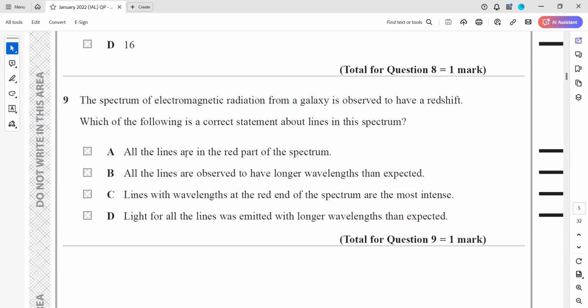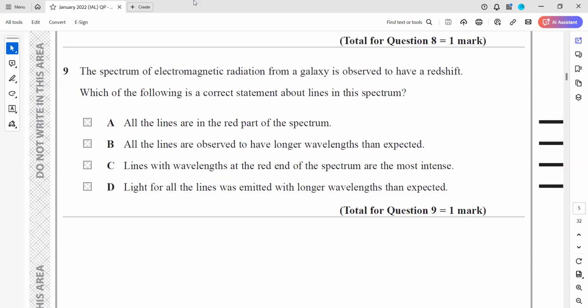Question 9. The spectrum of electromagnetic radiation from a galaxy is observed to have redshift. Which of the following is a correct statement about the lines in the spectrum? When we have a redshift, are all the lines red? No, that's wrong. It's not that all lines are in the red part. It means they shifted. All the lines are observed to have a longer wavelength.